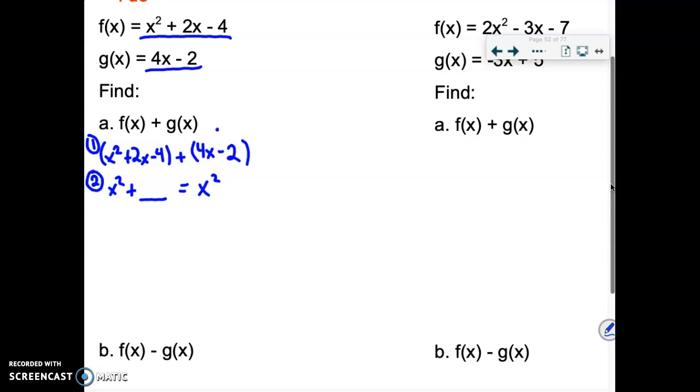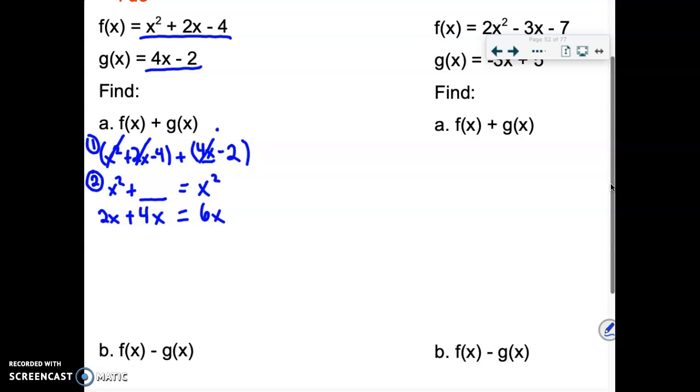Moving on to the next term in order would be 2x. And I'm going to add. Now in this case, 2x does have a like term from g of x. It's this 4x. So now we do have to do a little bit of math. 2x plus 4x, you add the coefficients. 2 plus 4 is 6x. So we're done with those two terms. We can cross these out as we go to help us organize our thoughts as well.